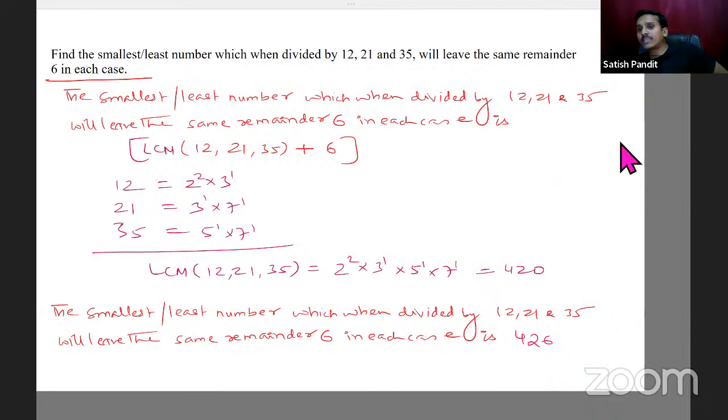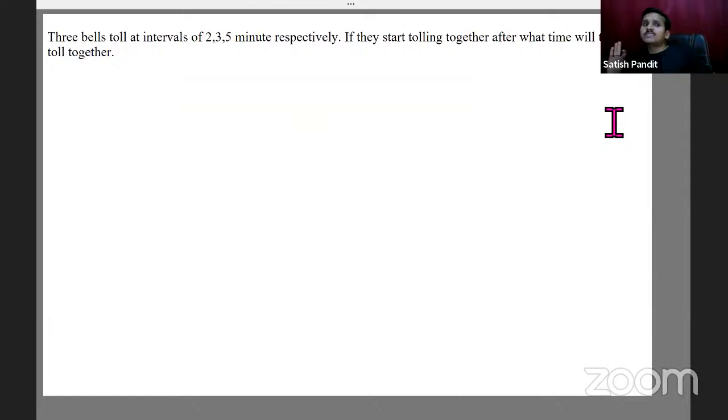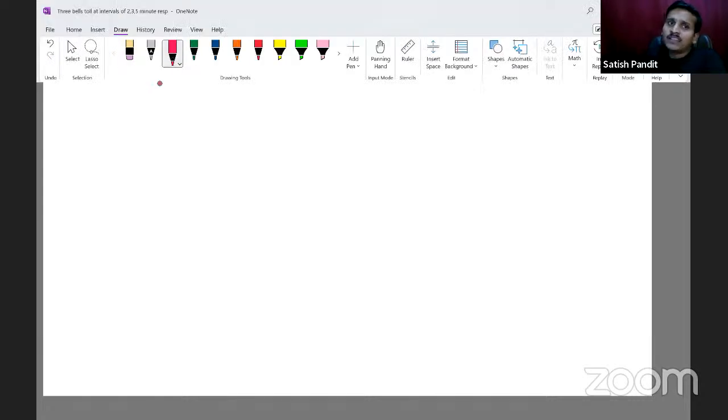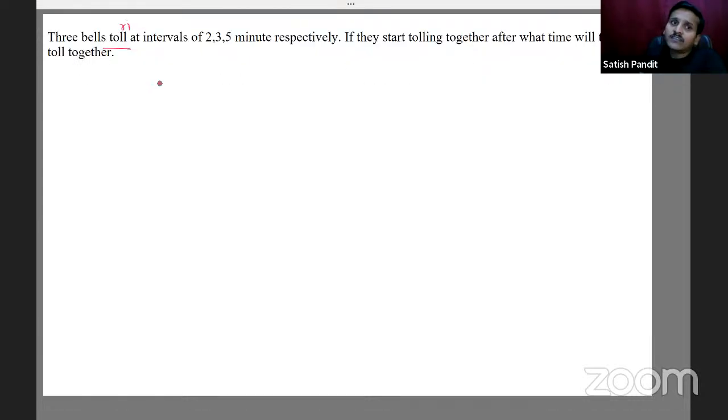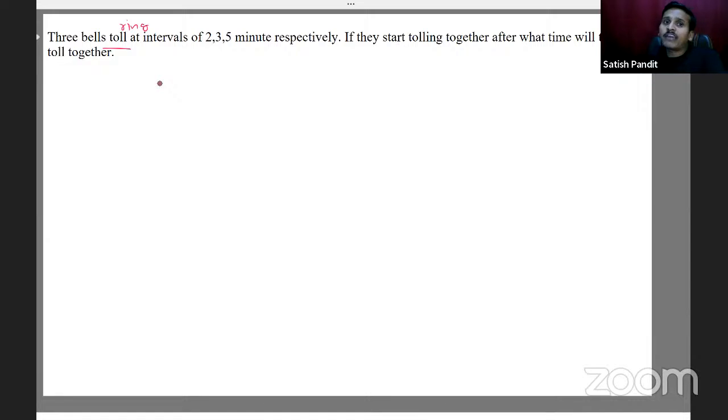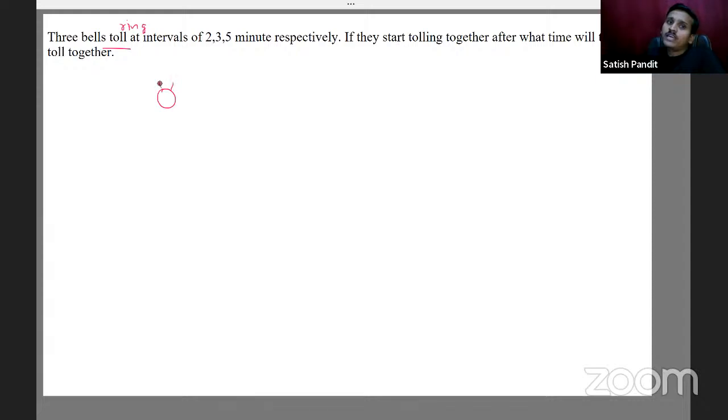Okay, let's do this question, everyone. Three bells toll. Toll means ring. Or maybe I'll write ring itself. Three bells ring at intervals of 2, 3, and 5 minutes respectively. So I'm having 3 bells. This is bell number 1. This is bell number 2. And this is bell number 3.